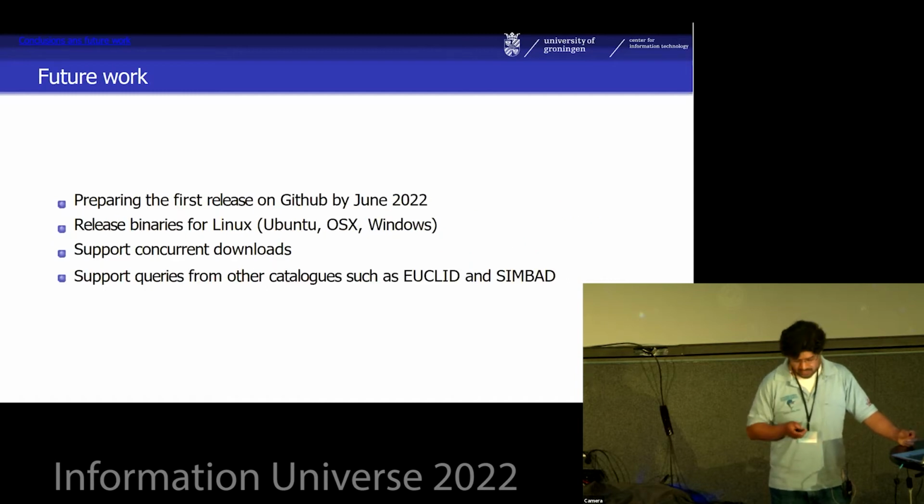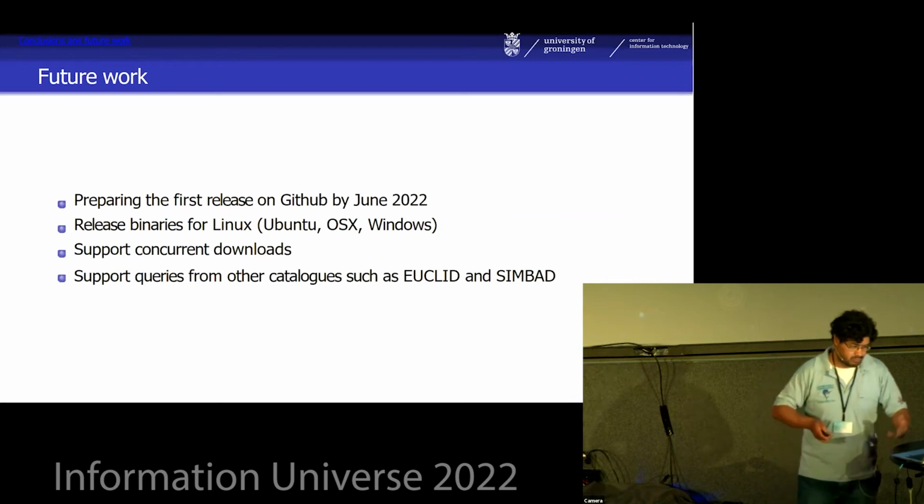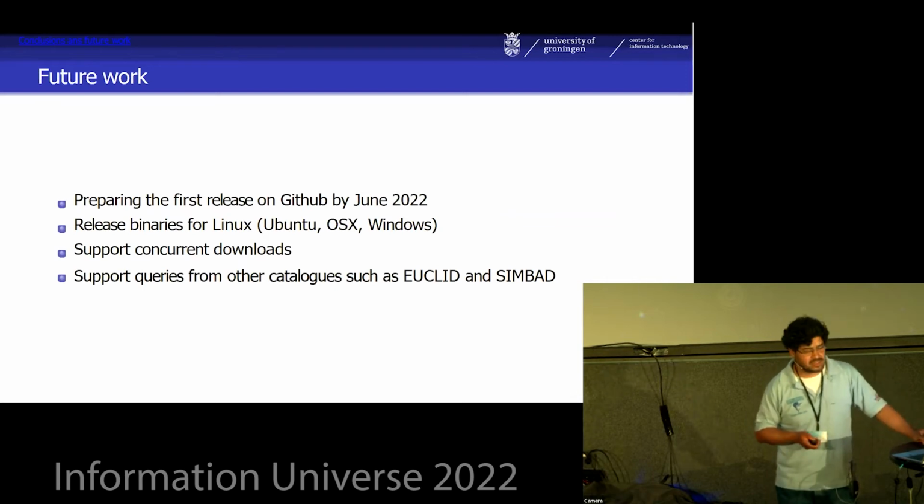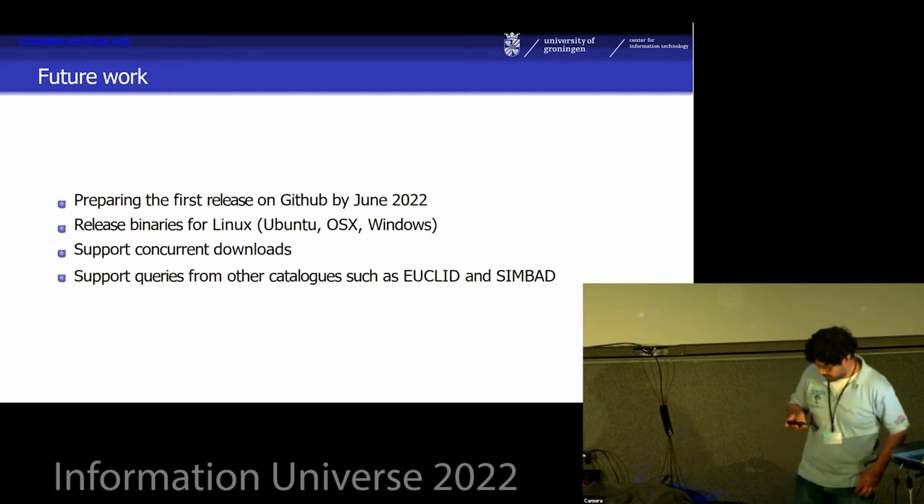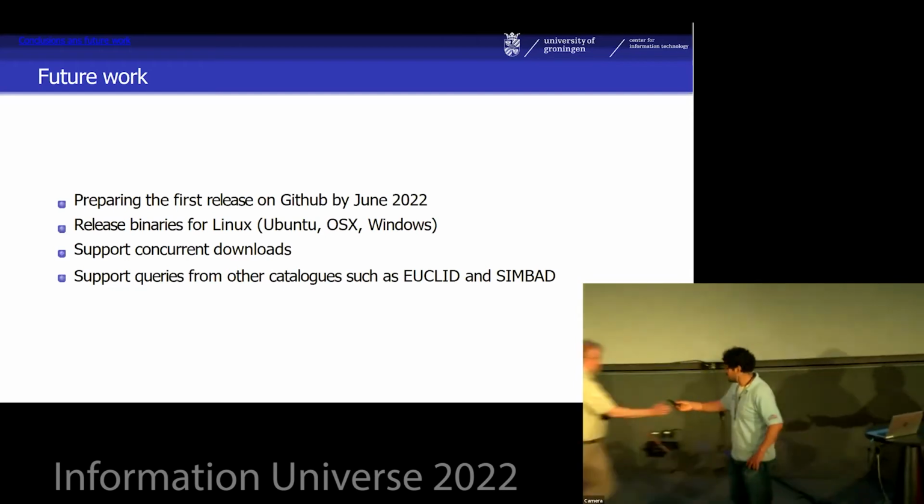Oh, okay, we have some future work. The idea was to prepare the final release this month, but we will not make it, unfortunately. We will release binaries for Linux, Mac, and Windows. We would like to support concurrent downloads. So far, we can support only one download at a time. We have downloaded the data from Euclid, but it is not yet embedded in the software. And now I will give the floor to Rees. Thank you.